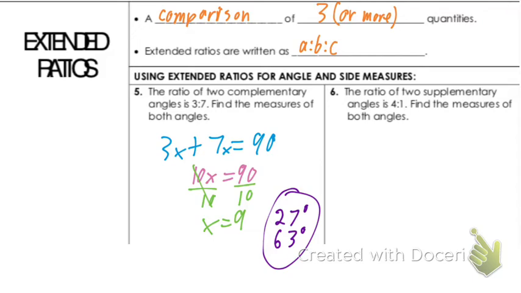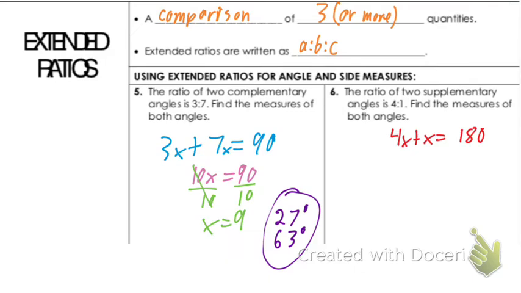So what do we think might happen on number 6 here, where the ratio of two supplementary angles is 4 to 1? Find the measure of both angles. 4x plus 1x equals... Seth, what number do you think they're going to add up to this time? 180. Why 180? Because they're supplementary. Supplementary angles add up to 180. Now, could I just call 1x x? Sure, it really doesn't matter. Whatever floats your boat, so to speak.